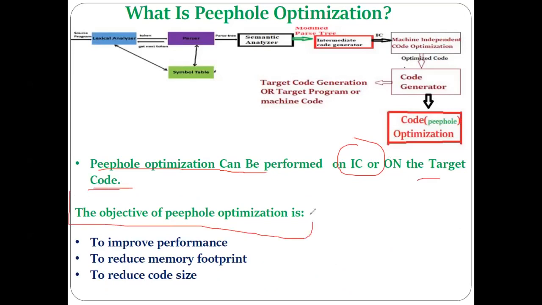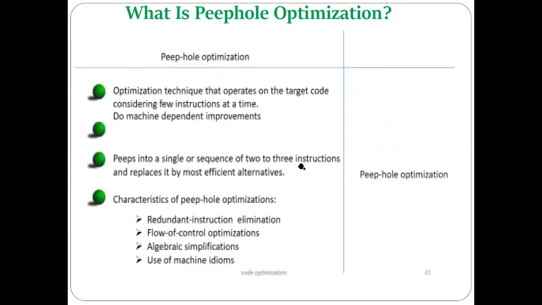So these are certain objectives, like why we are doing this: to improve the performance of the target program, to reduce the memory requirement, and to reduce the size of the code. Understood? So these are some of the main objectives of this.